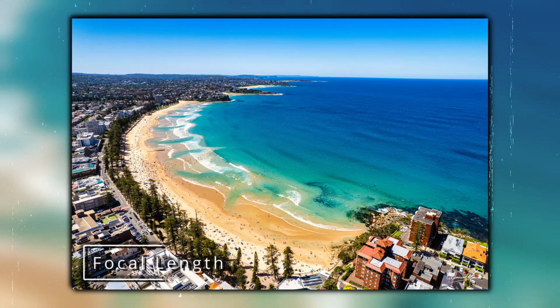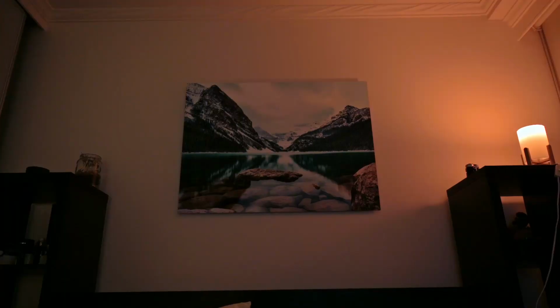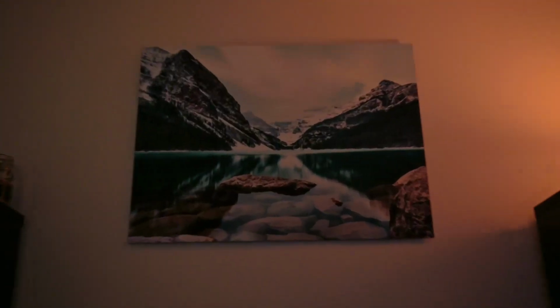Number 5 is focal length. Stick around, we still have a bonus one to cover. So focal length is essentially like the magnification of a lens. You've got your wide angle, you've got your telephoto, and then you have your zoom lenses. Now, all these lenses, and I'm also talking about camera ones as well, they have a number next to them.